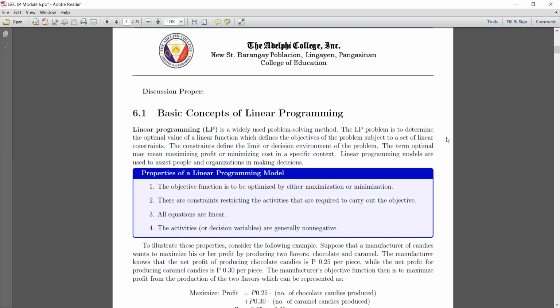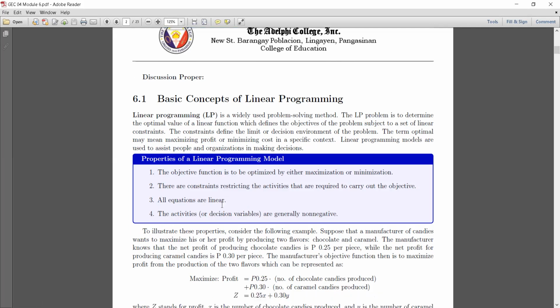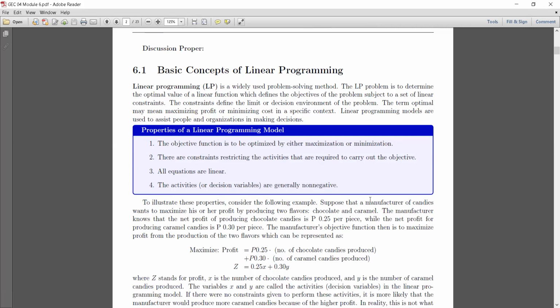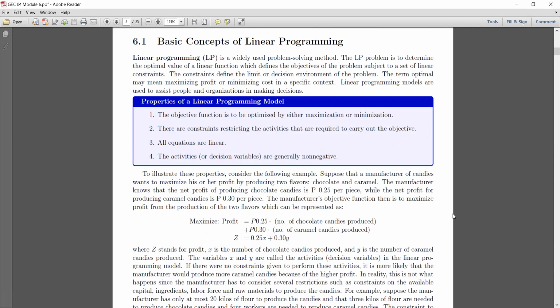Third, all equations are linear. So lahat ng equations natin dito ay nasa form lang ng mga lines. And number four, the activities or decision variables are generally non-negative. Okay. So to illustrate these properties, let's consider the following example.